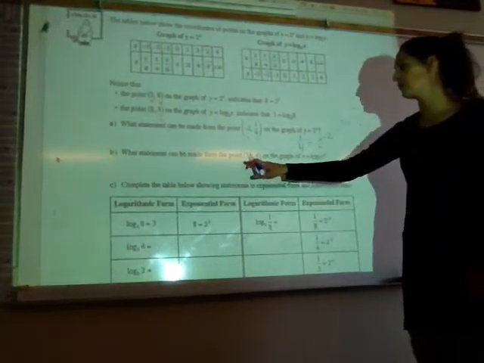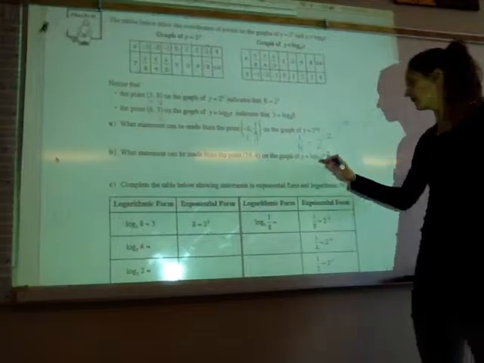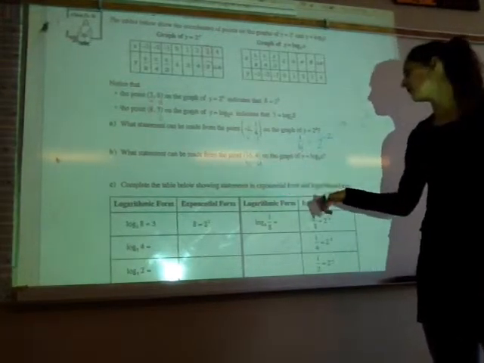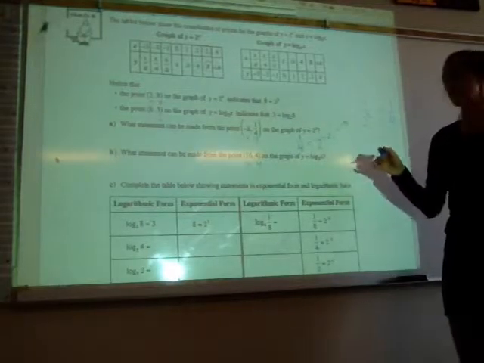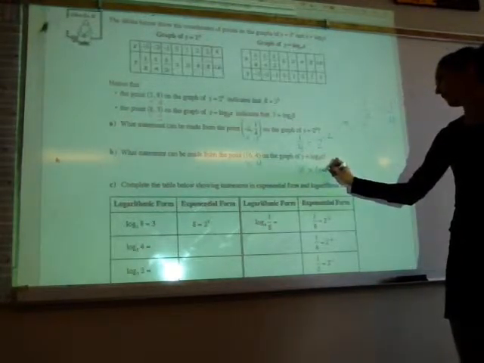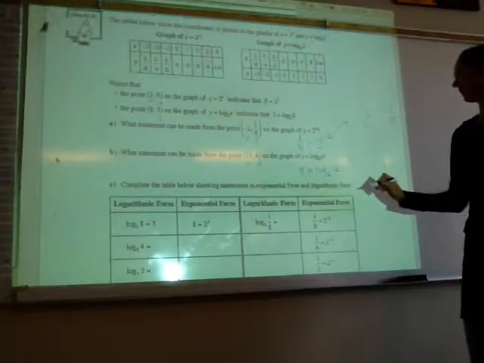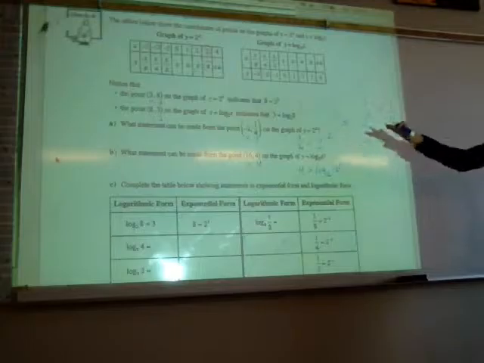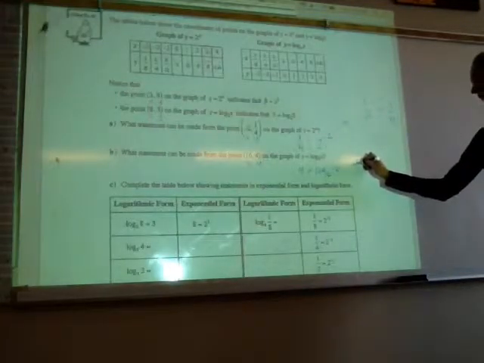Okay, next one we have the point (16, 4). We're going to sub that into the logarithm. Okay, again we have our x and y. We're going to replace x and y into this log. So y is equal to 4, and our x was equal to 16. Just practicing going from log form to exponential form.